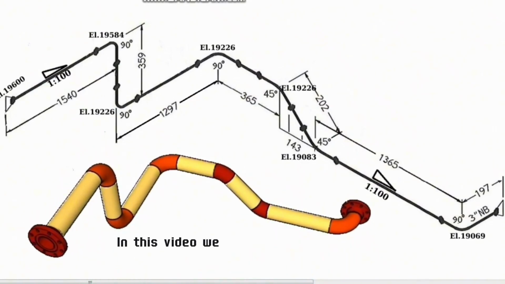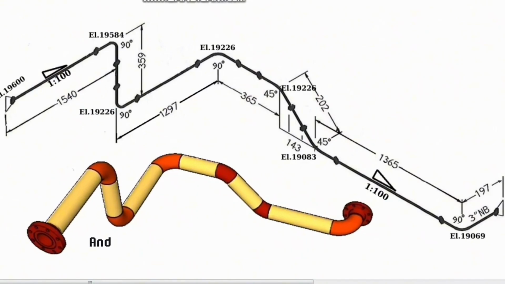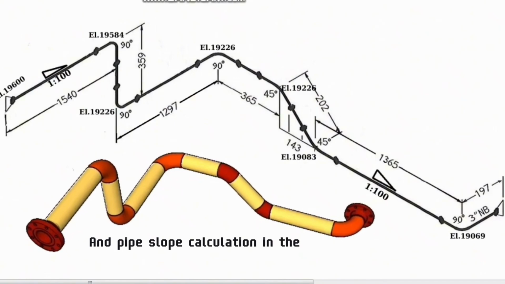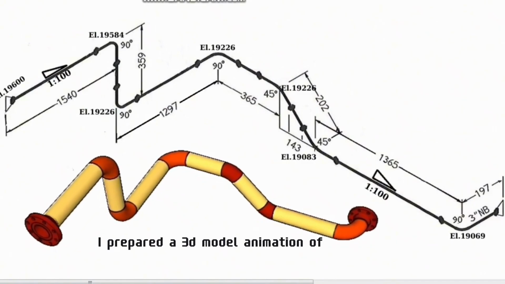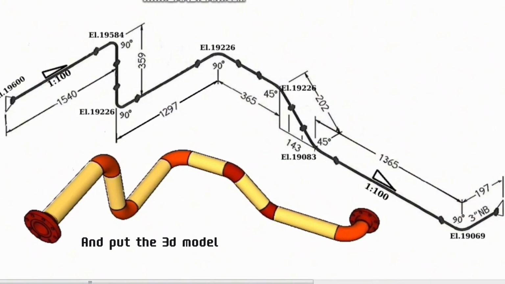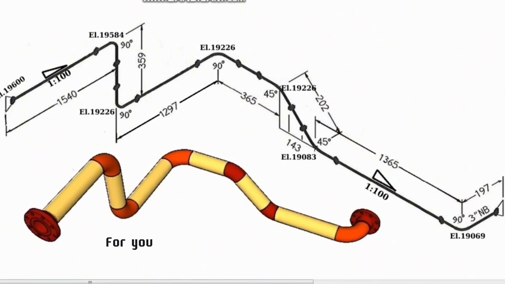In this video, we will learn correct reading of a piping isometric drawing as per directions and pipe slope calculation in the 3D model pipeline. I prepared a 3D model animation of this pipeline and put the 3D model together with the pipe drawing for easy reading of the piping isometric drawing.